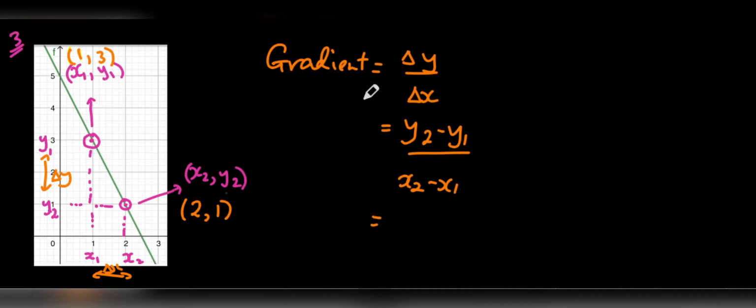I'm going to substitute now. y2 is 1. Please substitute correctly. Stop and check. Minus y1 is 3 over x2 is 2 right here. x1 is the value of 1. Let's break this down. Numerator first, 1 minus 3, 1 take away 3.